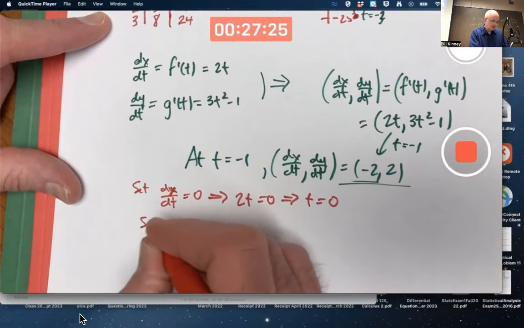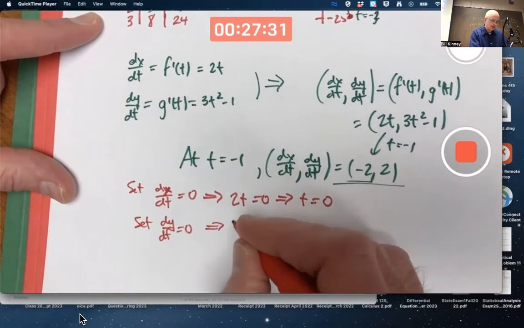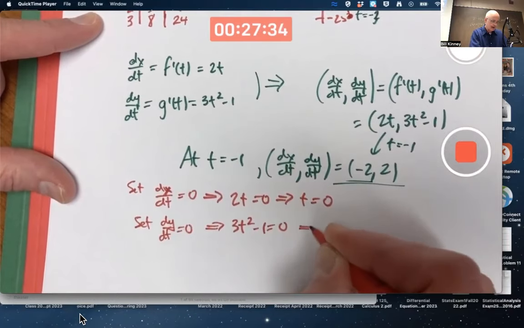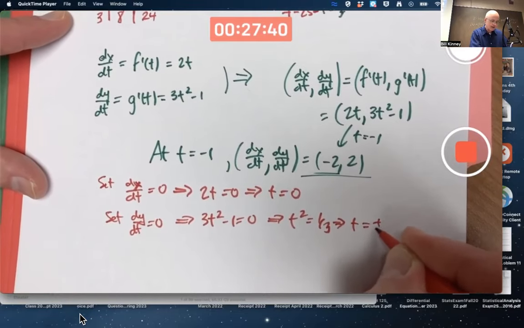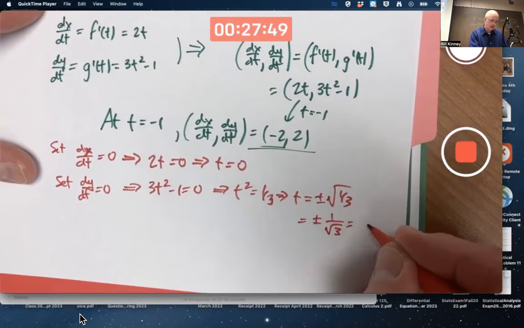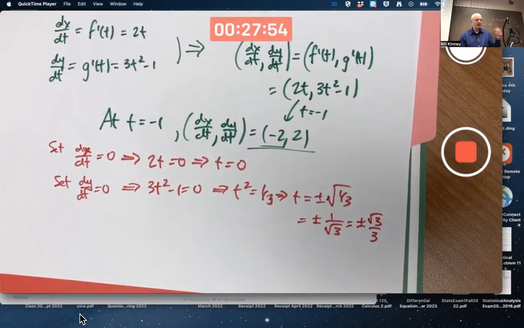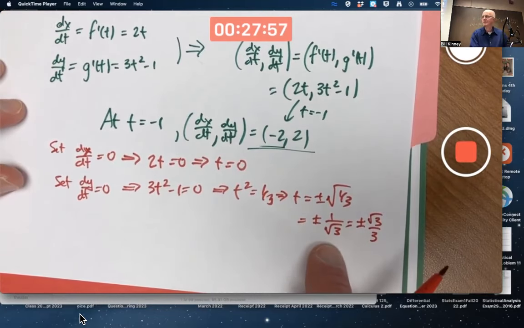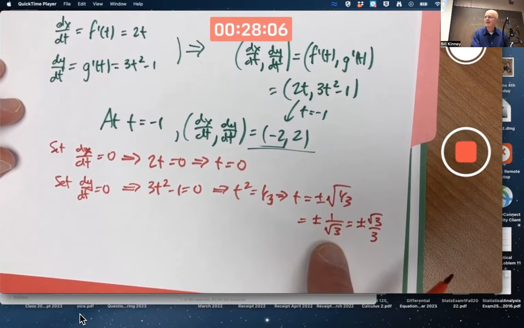If I set dy/dt equal to 0, dy/dt is 3t squared minus 1. That means ultimately t squared is 1/3. So t is plus or minus square root of 1/3, not a nice number. Plus or minus 1 over root 3. Or if you feel like rationalizing the denominator, plus or minus root 3 over 3. By the way, it's not required to rationalize denominators in this class, in spite of what your high school teacher told you. You don't have to rationalize the denominator. It's okay to write it like that.